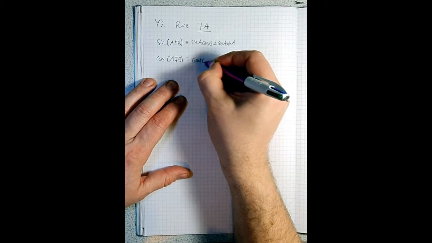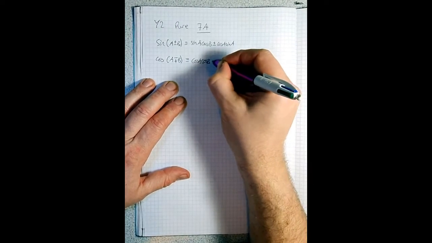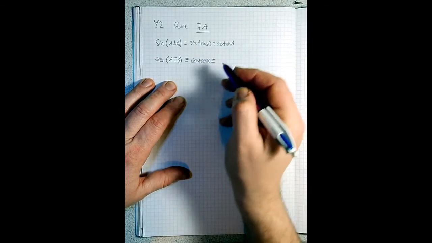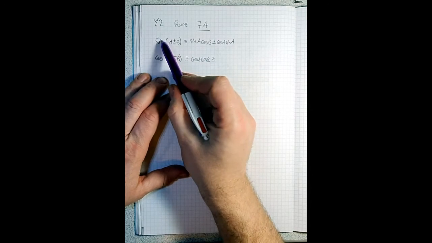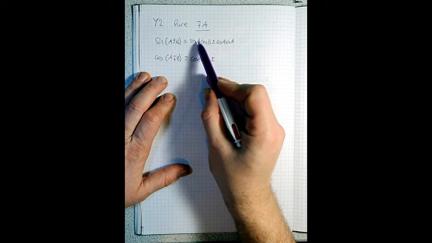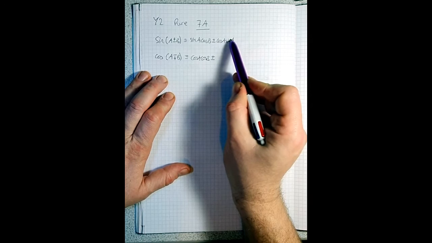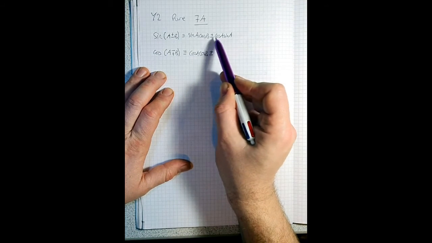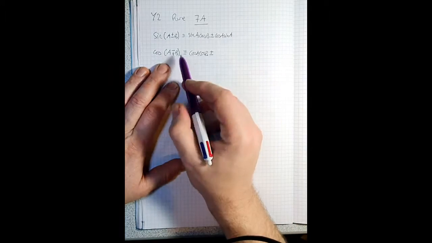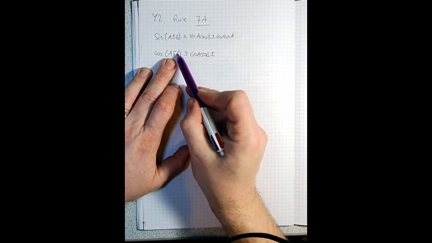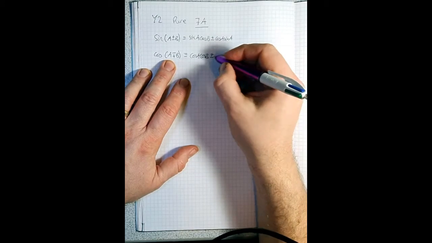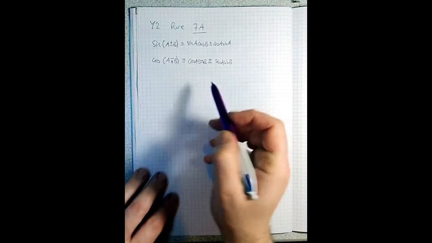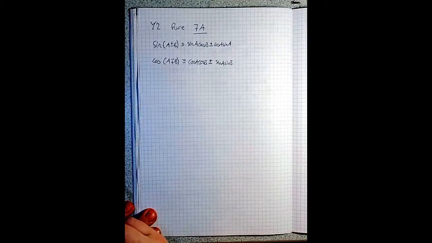Cos A cos B, minus, plus, minus. So this is saying sine of A plus B is sine A cos B plus cos A sine B. But if it's A minus B, then it's sine A cos B minus cos A sine B. If it's cos of A minus B, then it's cos A cos B plus sine A sine B. Nearly said it wrongly then. So we've got to be careful with the signs.